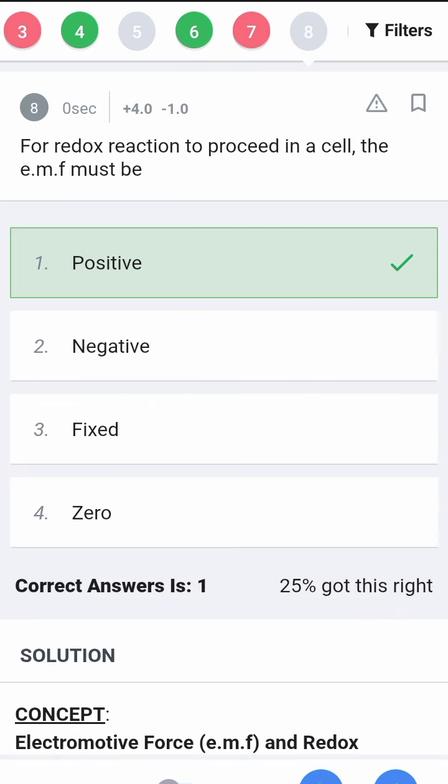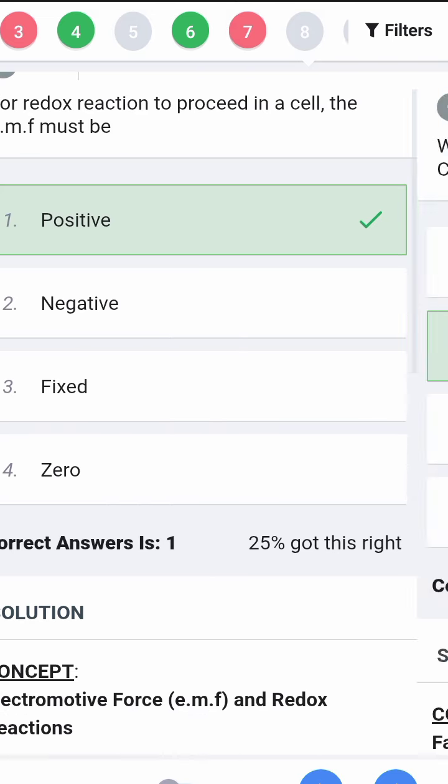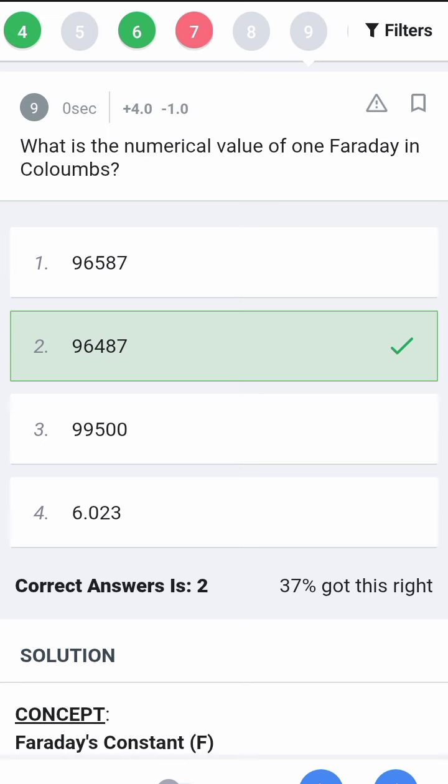And the eighth question, for a redox reaction to proceed in a cell, the EMF must be positive for a spontaneous reaction to proceed in a cell. So positive. Ninth question, what is the numerical value of Faraday in coulombs? Which is approximately 96,500. So the second option is correct, being near 96,500. The first option is 96,600, so the first is not, and the second is the correct answer.